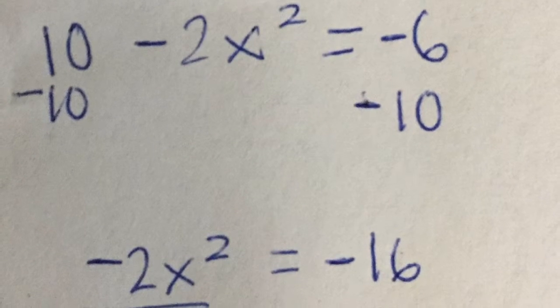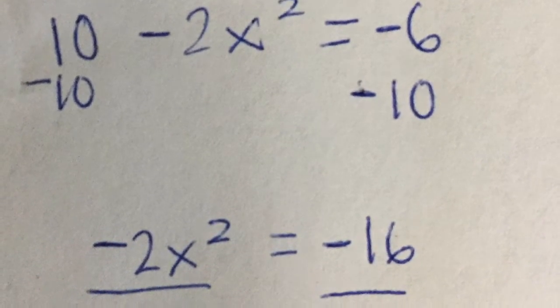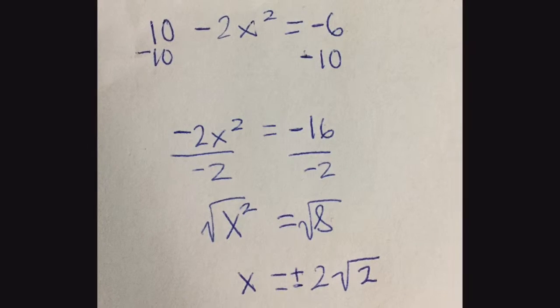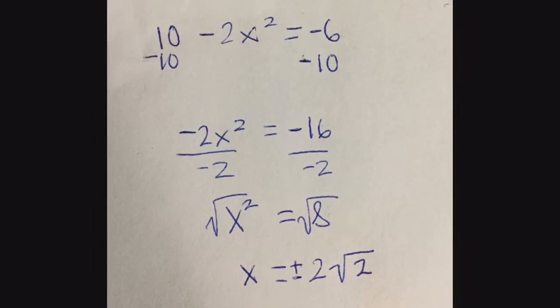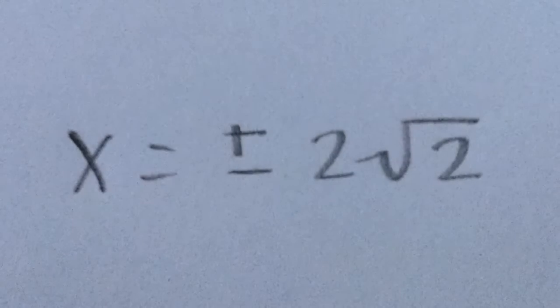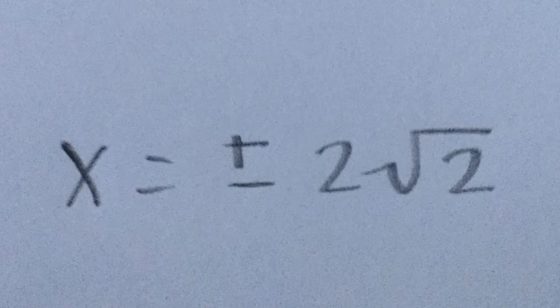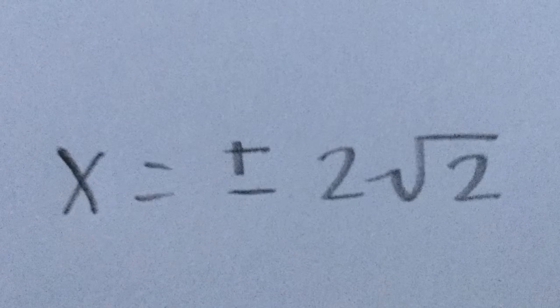You want to get x to one side because eventually you're going to solve for x. In order to get x by itself, you're going to have to divide the equation by -2 and then take the square root. You always get two answers because you can either add or subtract. To check the equation, you could plug x back into the equation to see if you get the same answer.